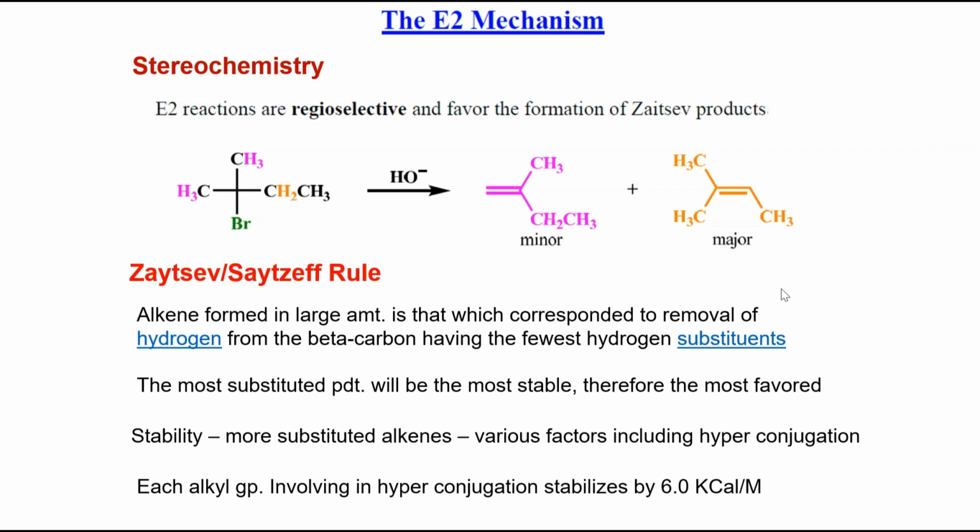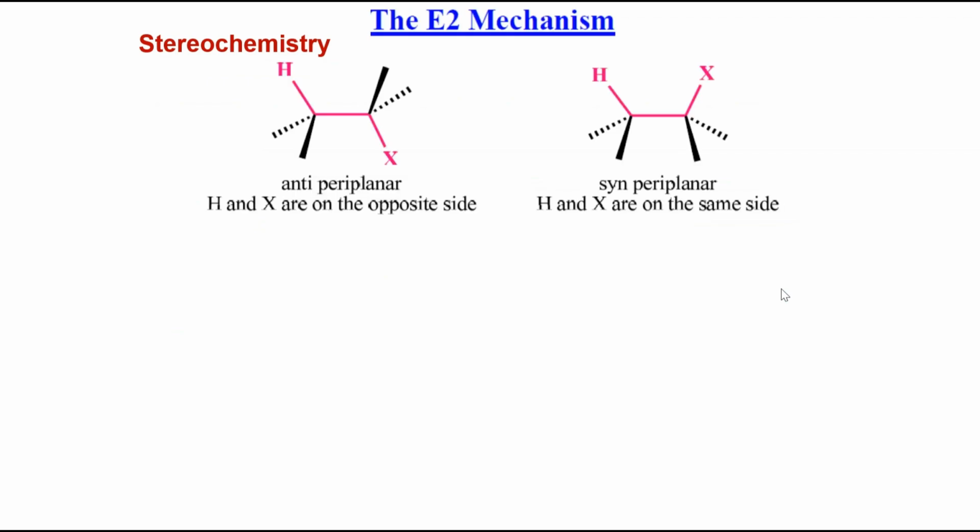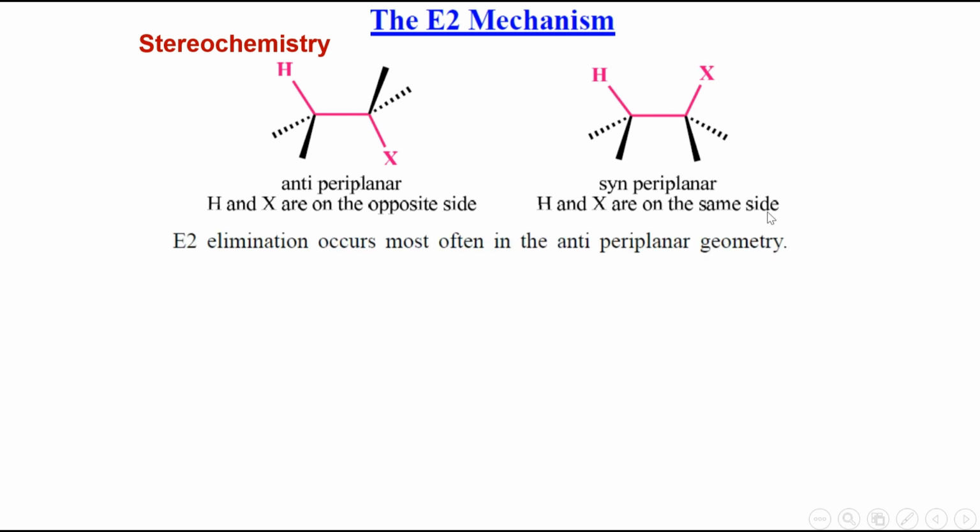And it is not only regioselective, it should have anti-periplanar geometry for the reaction to occur. The hydrogen and halogen should be on opposite sides. That is called anti-periplanar. If hydrogen and halogen in this case are on the same side, then they are syn-periplanar. In syn-periplanar, the reaction does not occur easily. In anti-periplanar geometry, the reaction occurs easily.